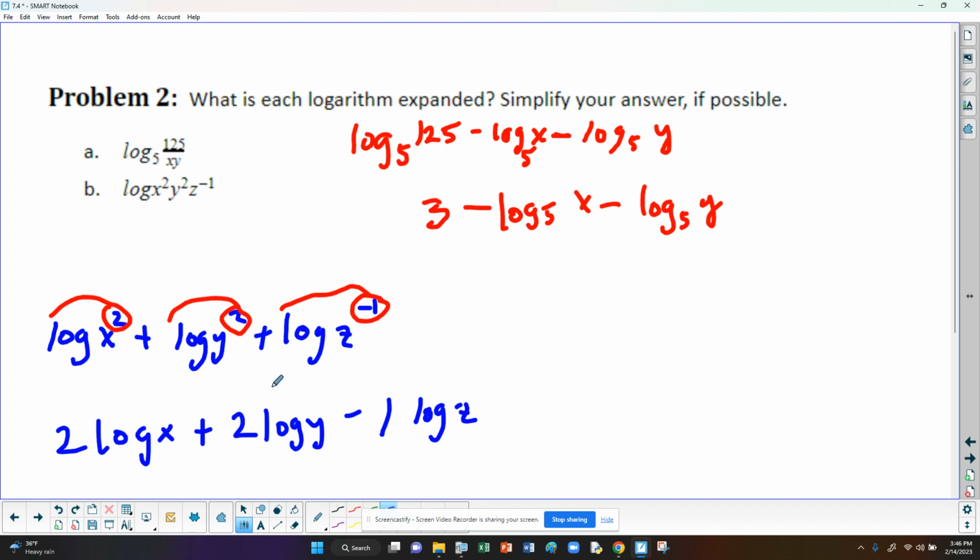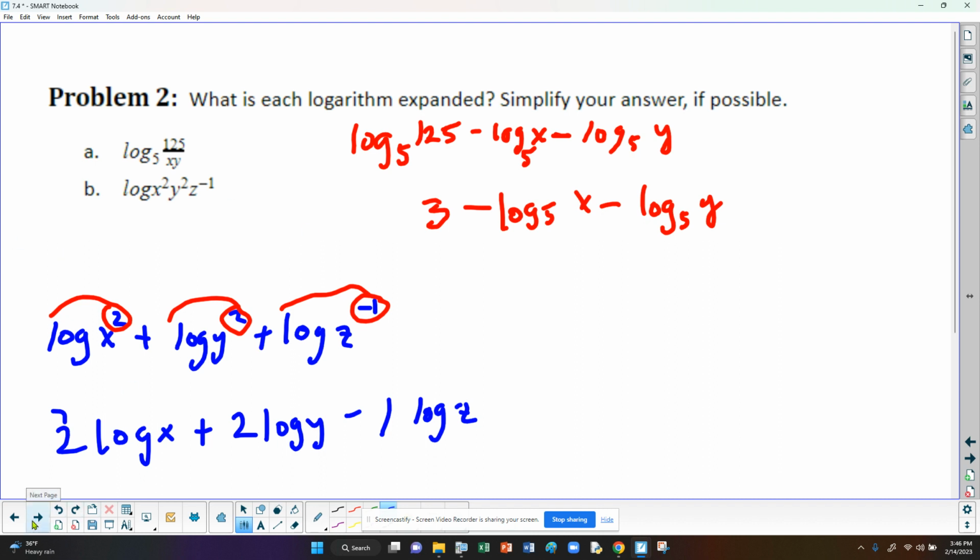So that's as much as we could get. I guess here you have a 2. You could factor out a 2. So you could put the 2 out in front, like the reverse of the distributive property, but it is a-okay to leave it just like that.